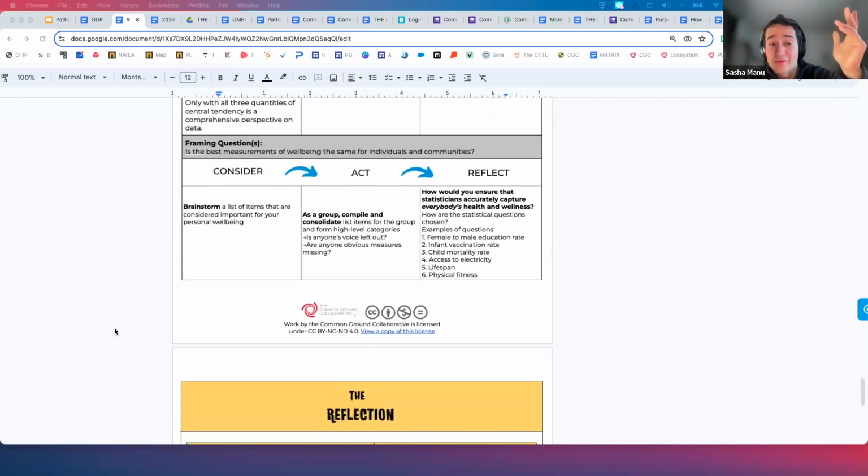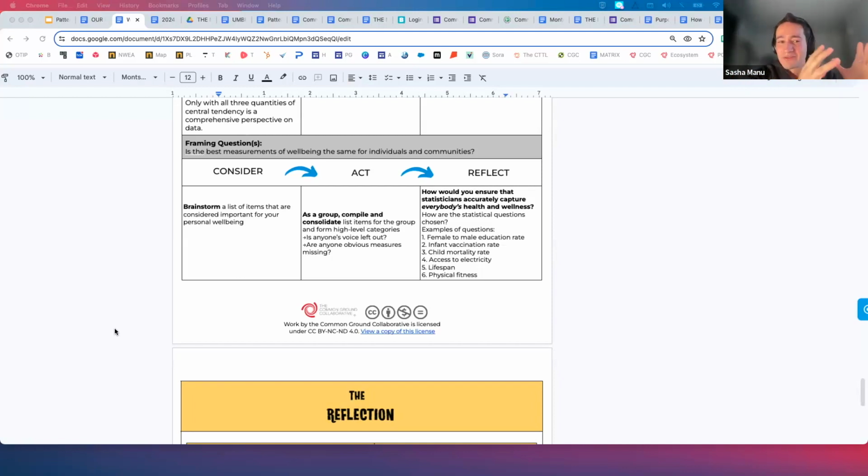And the framing question for this would be, is the best measurement of well-being the same for individuals and communities? So we'd start by considering this, by brainstorming a list of what you think is important for your own well-being. And what's exciting about that is, for instance, for me, I'd be like, it's important for my personal well-being that I watch Lord of the Rings once a week. But as we abstract upwards to school, community, city, country, perhaps that one goes by the wayside, and other elements such as physical fitness stay.